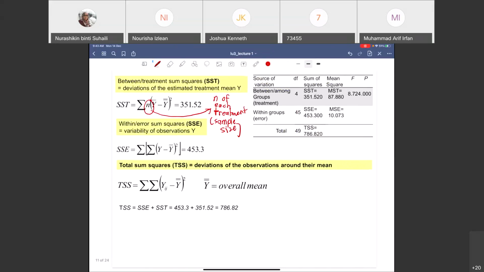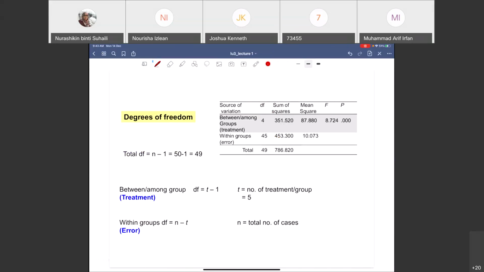Let's go first for the DF. DF is the easiest one, okay? So this one is treatment, this is error, and this is the DF for the total. You have to say DF for the treatment, DF for the error. For the total here, the formula is n minus 1. So let's say the total number of all the samples is 50, you just do 50 minus 1, so it's 49.